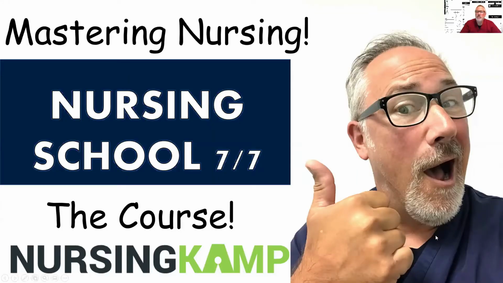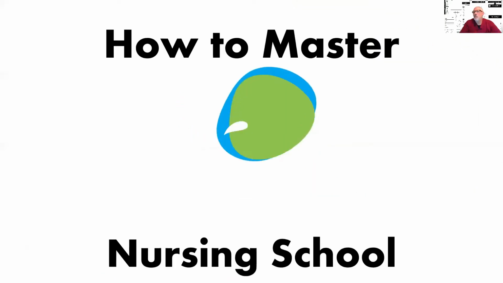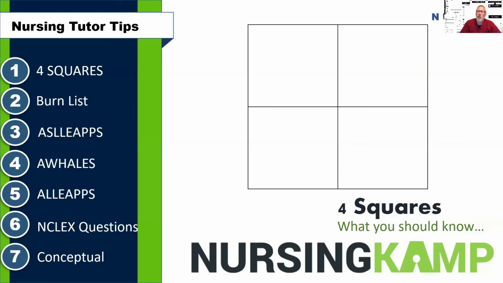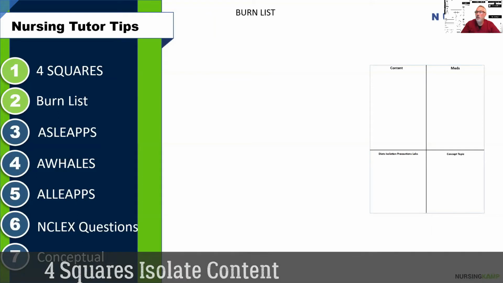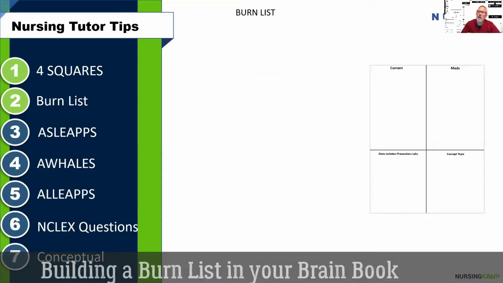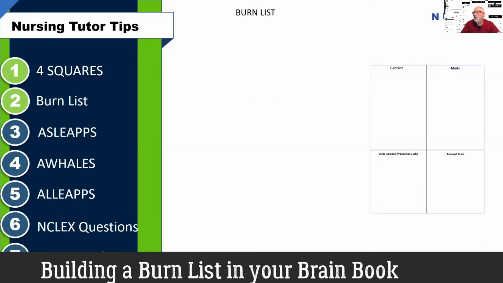So this is video number 7 of Mastering Nursing School, the course that covers all 7 areas of it. And today we're going to talk about Conceptual Camp. Previously, we talked about the 4 squares method and how you isolate content in lectures, how to build a burn list and compare that burn list with the content, the meds, the diets, isolation procedures, labs, and how to conceptually look at this content, pulling it all together, and how to compare your burn list with other students to see whether you're on the right topic and whether you are getting all the content that you need to know for your test and the NCLEX.